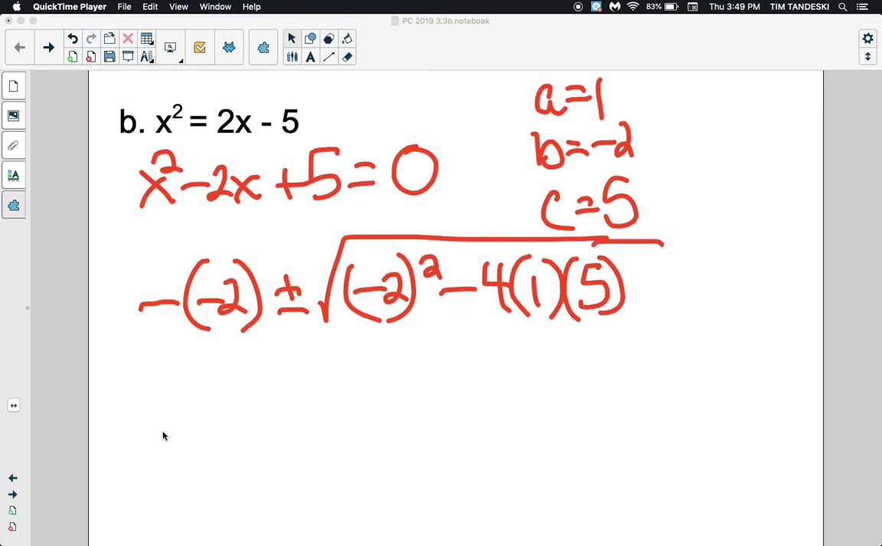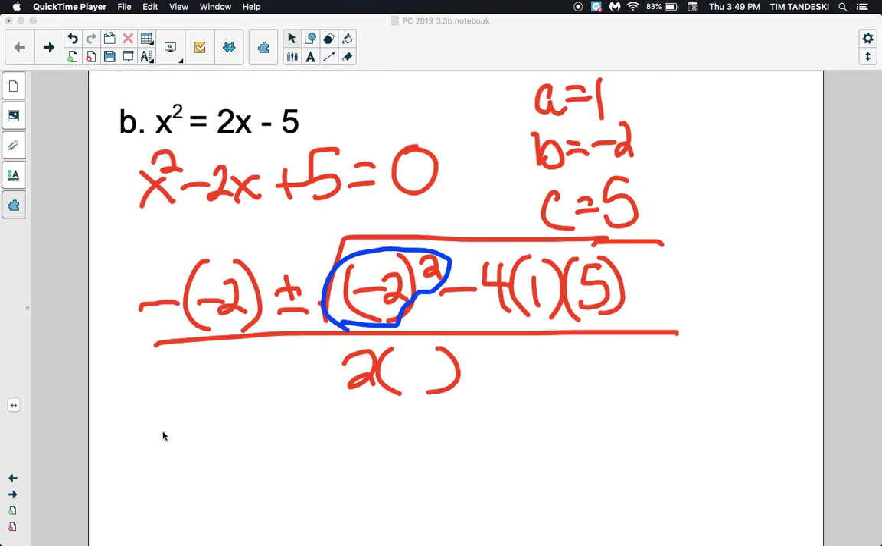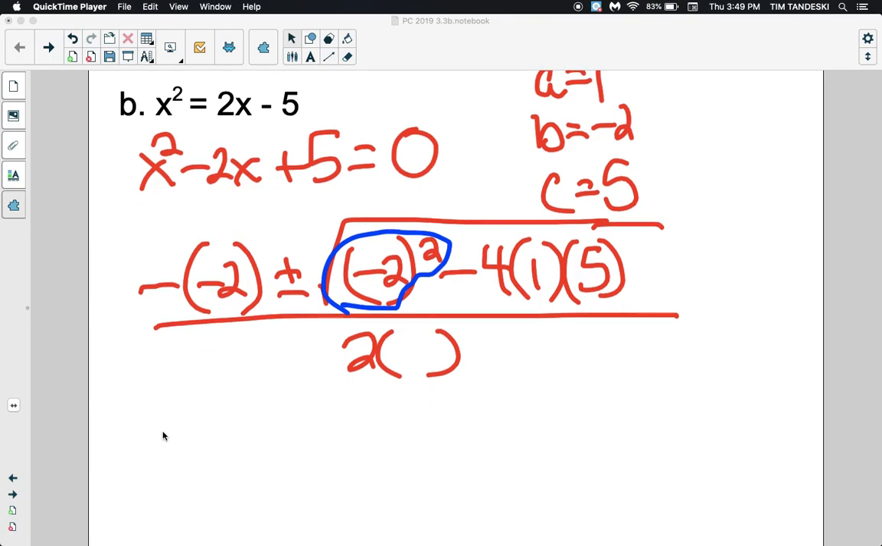Now, be very, very careful when you do this. When you square any number, it's going to be positive. So a lot of times people will get negative 4 right here. That's wrong. You want to get 4. Negative 2 to the second power, negative 2 times negative 2, is 4.